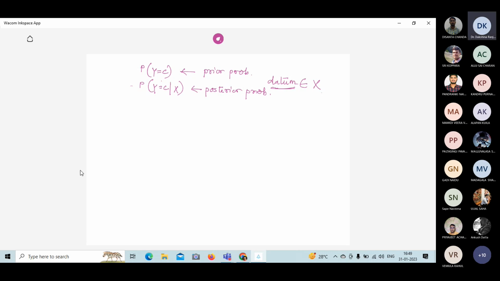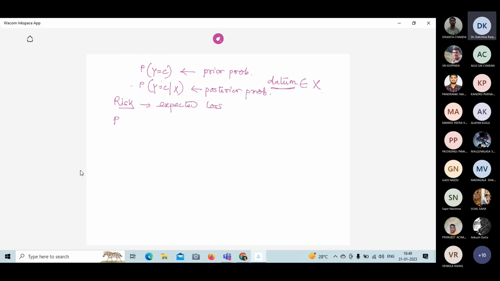Now we will compute the risks of this classifier. Okay, so we have already defined the Bayes classifier. Now we are interested in having the risks as expected loss. Okay, so now we will get the risk. Risks can be defined as the expected loss.